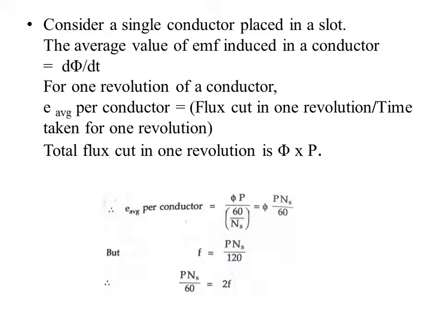What is the time taken for one revolution? It is 60 by N, because N is the RPM. So you will get E equal to phi P N by 60. But the frequency is P N by 120, which we have already discussed. If you substitute here, it will be P N by 60 equal to 2F.